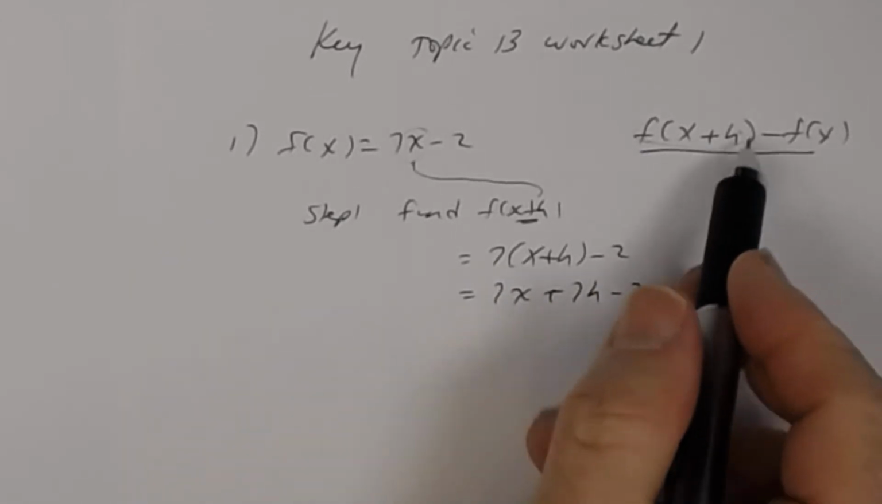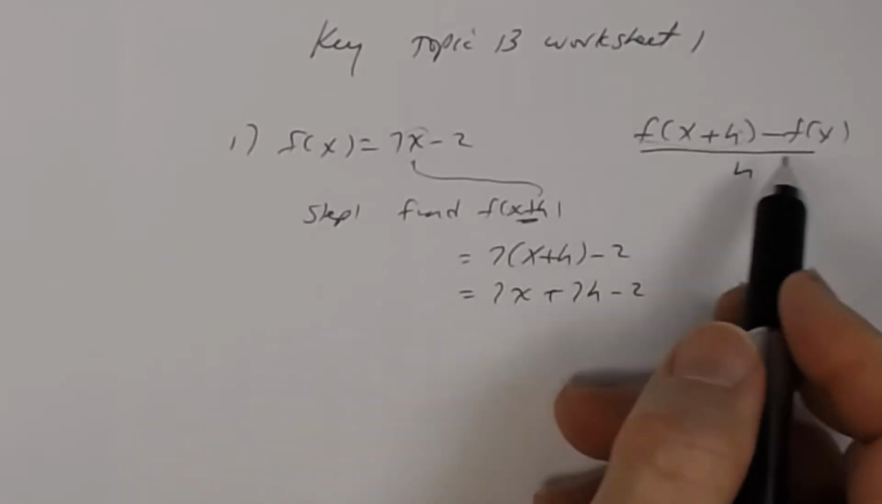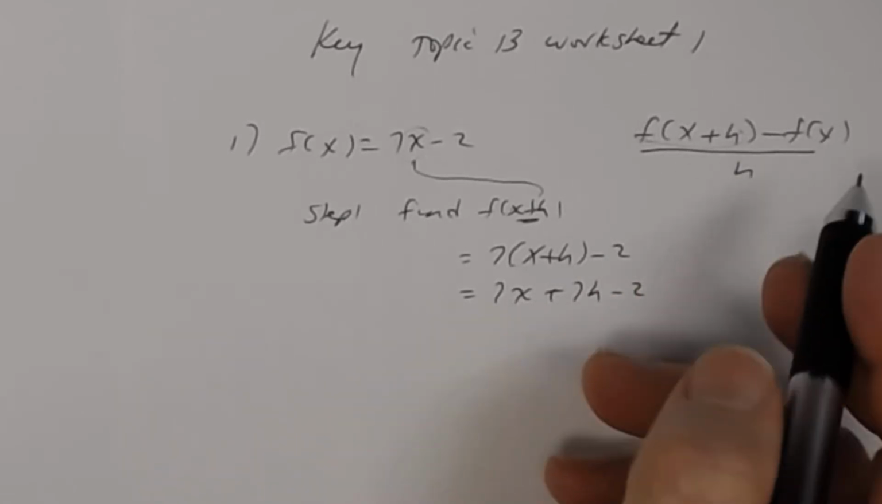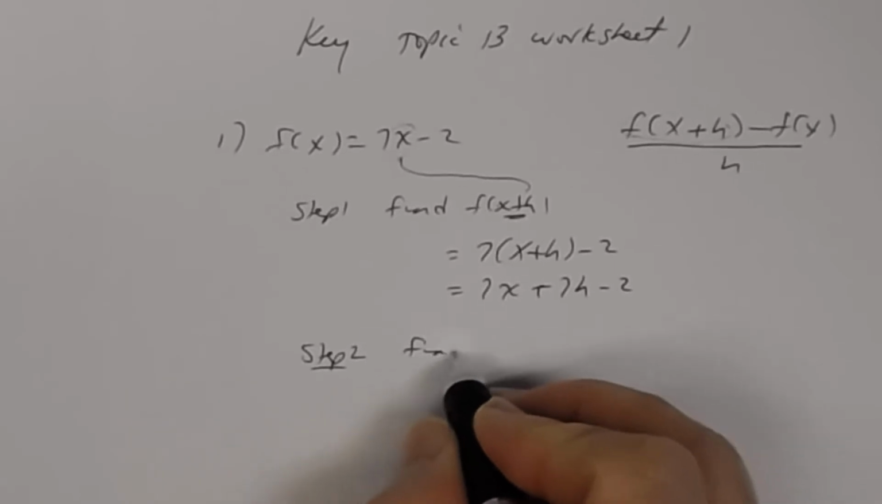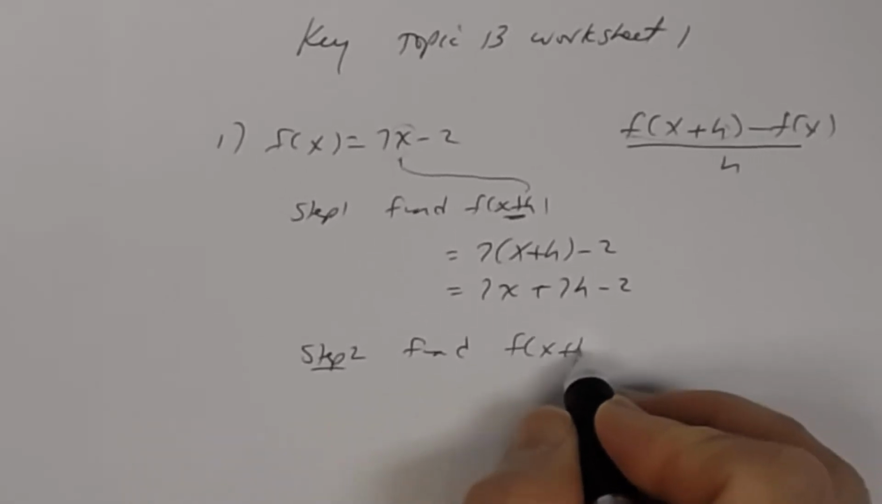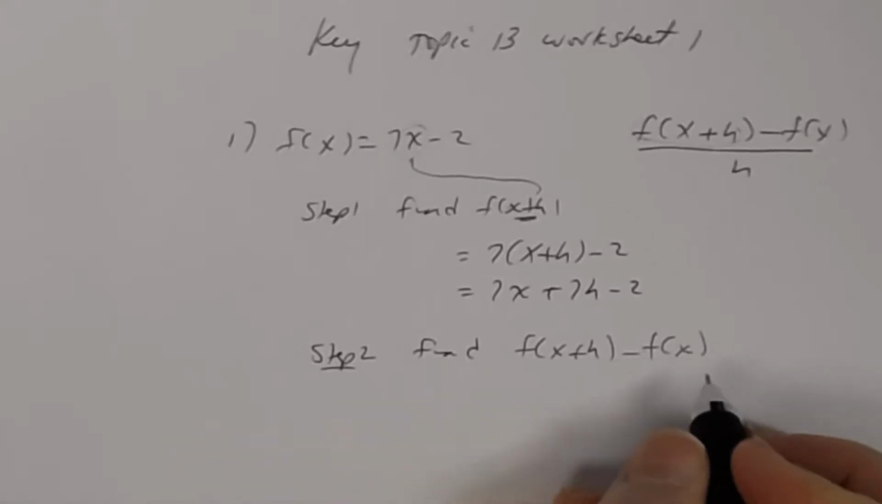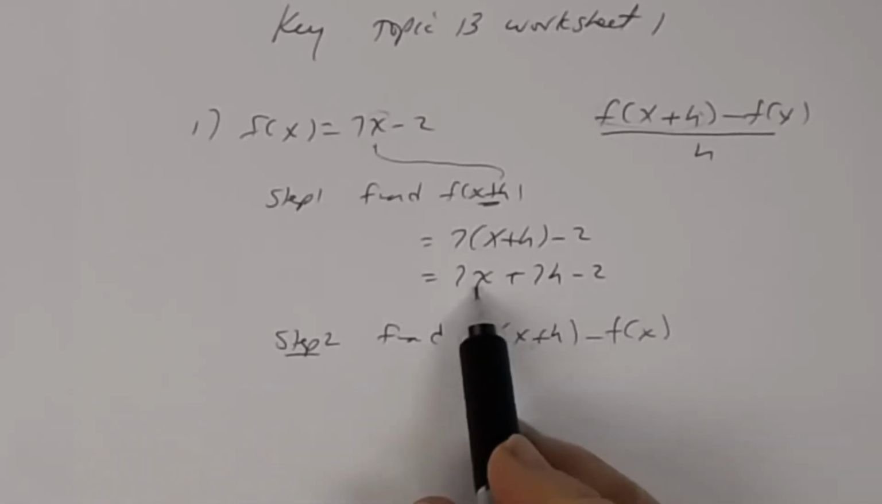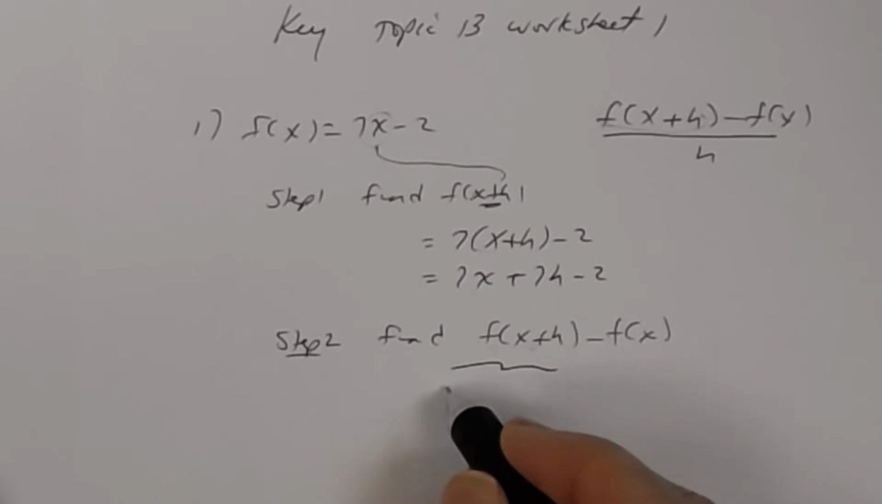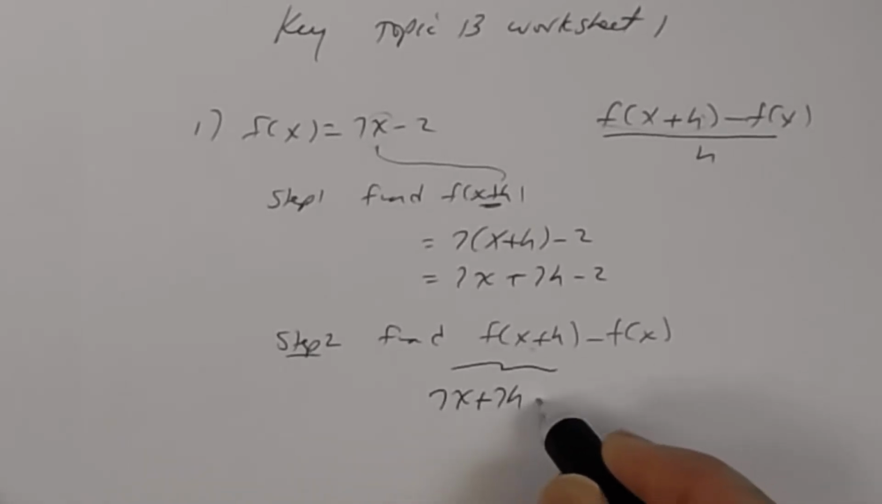Step 2 now, once you find this, step 2 is your numerator. So step 2, you're going to say find f of x plus h minus f of x. So you're finding your numerator now. Remember, this part we already found, that's this. So you're going to say 7x plus 7h minus 2.